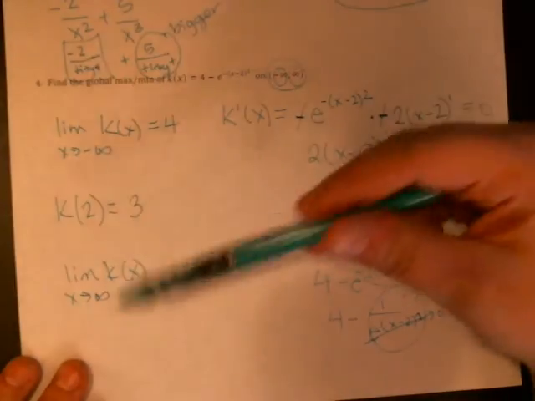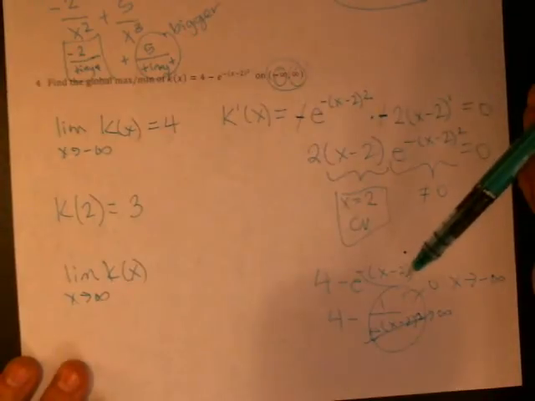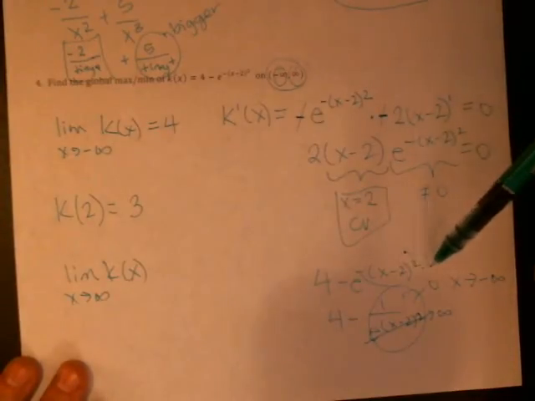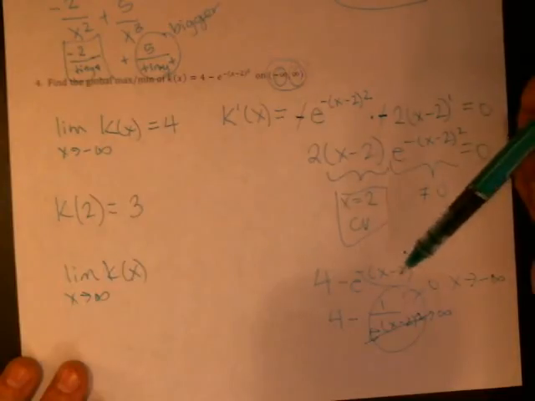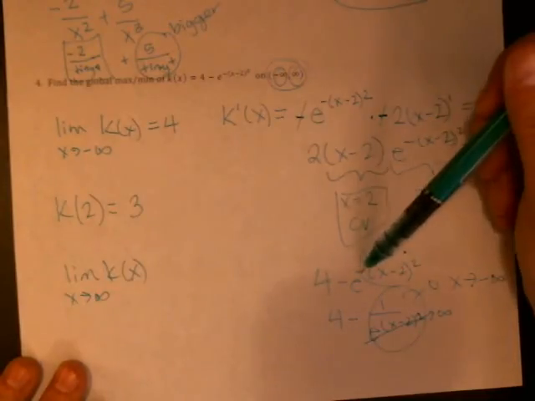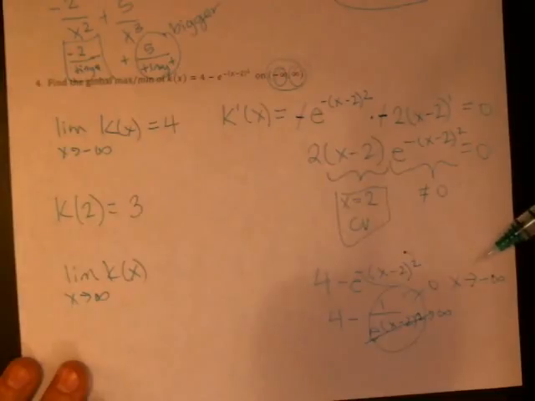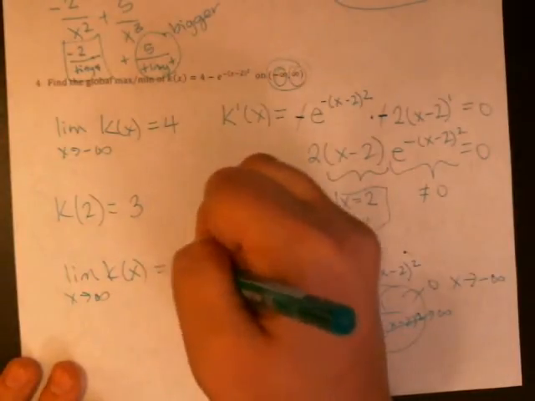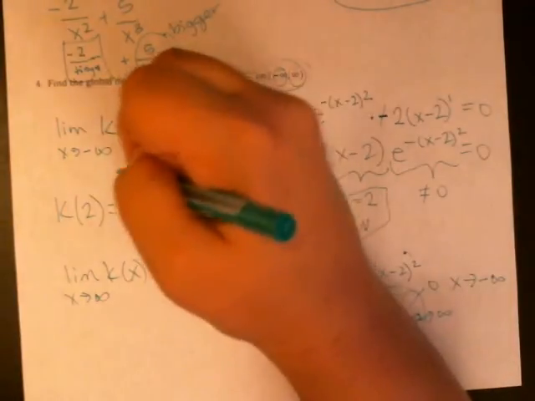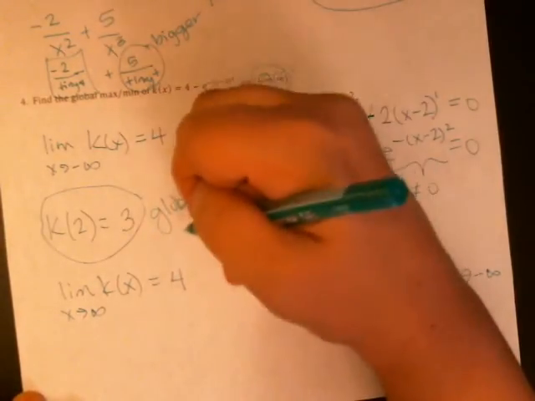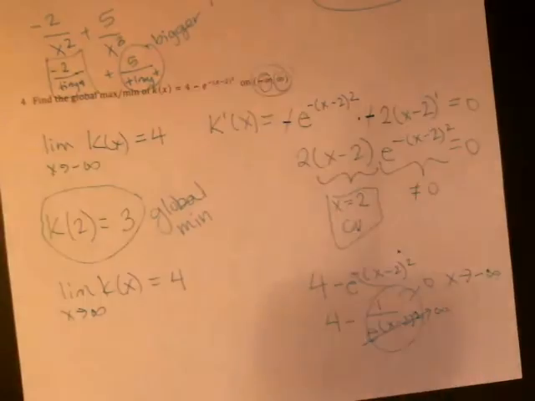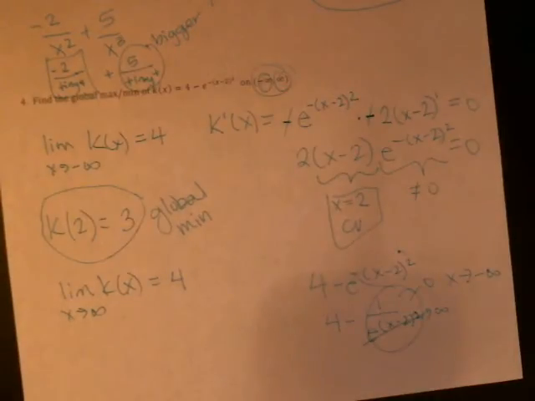And as x goes to positive infinity, you end up with the exact same argument because of the square. So whether this is negative a million squared or positive a million squared, we're still going to end up with a negative exponent because of that minus sign. So this is 4 as well, which means I do have a global min, but I don't have a global max. It's tempting to say it's 4, but you have to recognize that this is a limit, so it's kind of like the open circle thing.